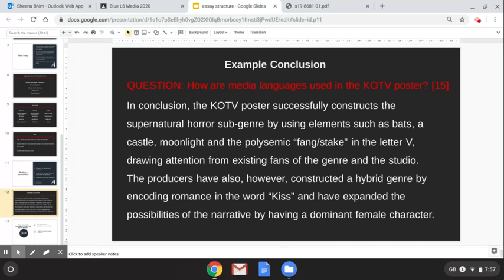And then I said what that does is draws attention from existing fans of the genre and fans of the studio. The producers have, however, also constructed a hybrid genre by encoding romance in the word kiss, and they have expanded the possibilities of the narrative by having a dominant female character. So you will see, if you flick back to the introduction, that the intro and the conclusion match. What I've done there is written a successful introduction and a successful conclusion, and now all I've got to do is fill in the blanks in between the two.